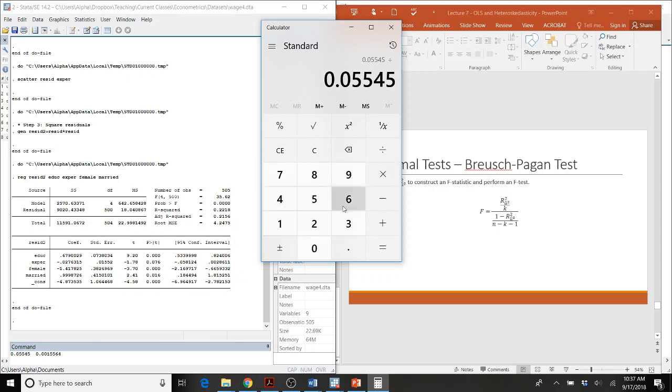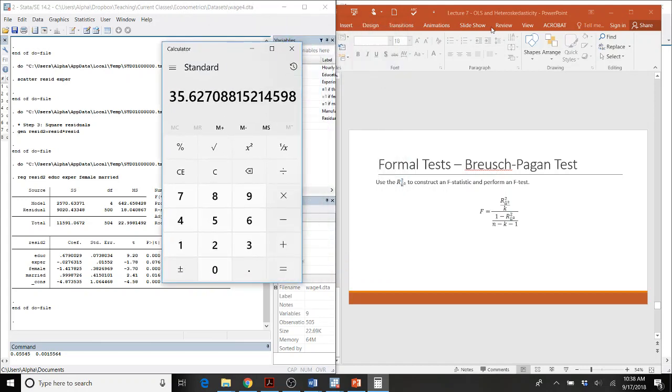0.05545 divided by 0.001556. What do we get? Let's see, did I do that right? Let's make sure I did that right. 0.05545 divided by 0.001556. Okay. Our F statistic is 35.6. That is a very large F statistic. I'm pretty sure that is going to be significant in our F test.